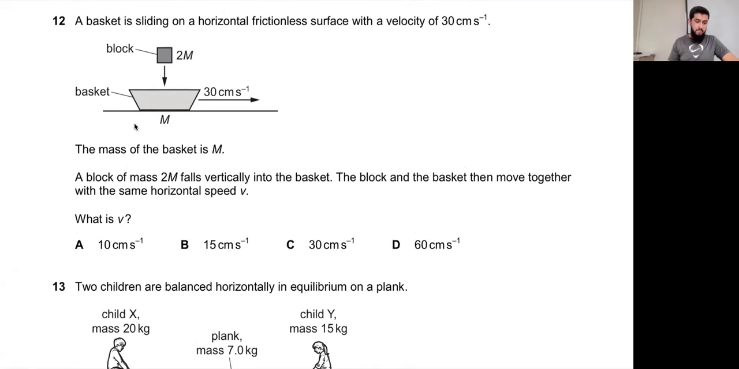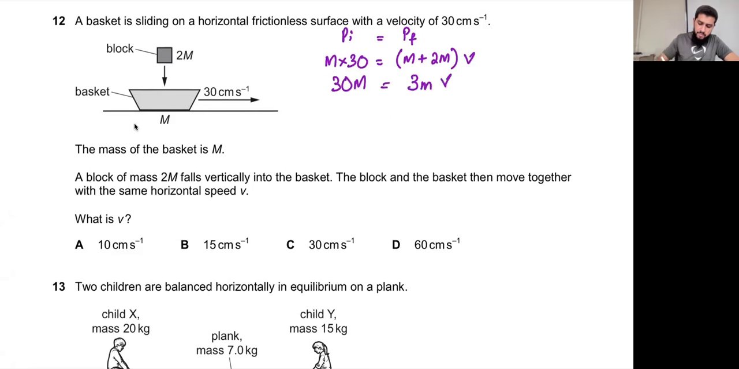What is V? So, law of conservation of momentum. Initial momentum is equal to my final momentum. My initial momentum is m multiplied by 30, which is equal to my final momentum, which would be m plus 2m, the two masses continue together, multiplied by v. So 30m is equal to 3m into v. The m's cancel out. V is equal to 10 centimeters per second.